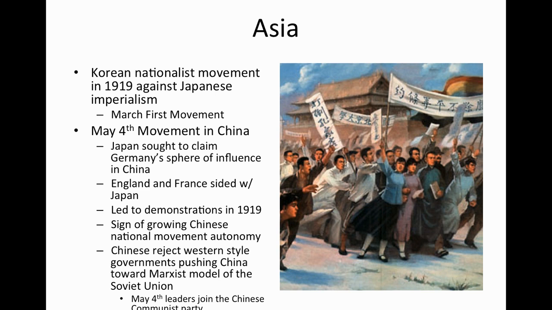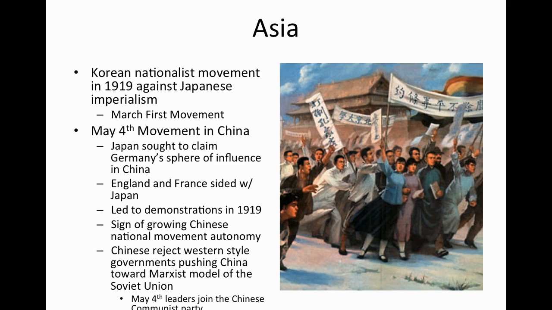In 1919, the people of Korea began to protest against Japanese imperialism. It was known as the March First movement. They were frustrated with, again, Japan's hold on Korea. Remember, Japan gained hold of Korea after the Russo-Japanese War. So the people of Korea wanted independence. They didn't get it until after World War II, but there was a movement occurring.